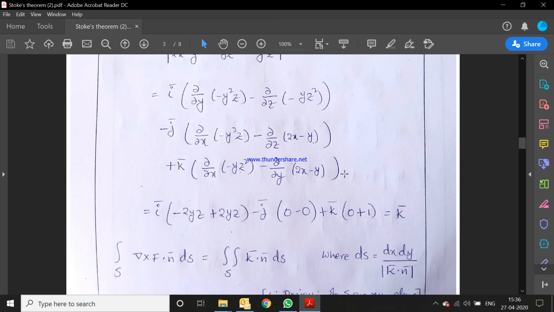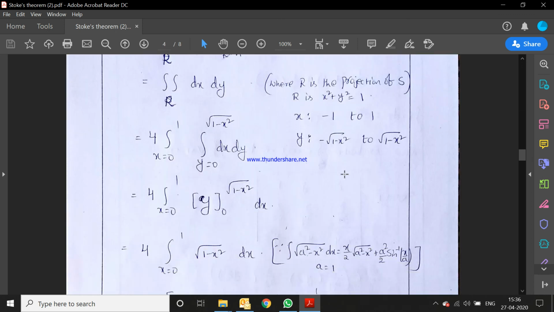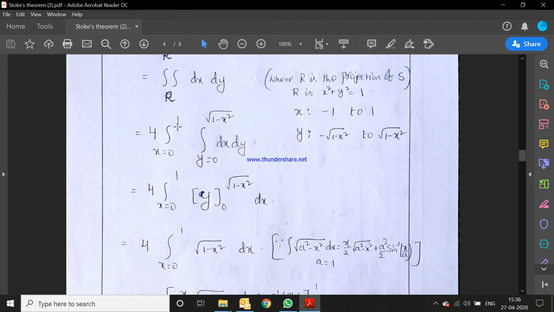Also, we have another possibility to write the limits from 0 by multiplying with 4. Here the x limits are minus 1 to 1, so you can multiply with 2 and change to 0. Here also y goes from minus under root of 1 minus x square to under root of 1 minus x square, so you can change the limits to 0 by multiplying with 2. So 2 into 2, 4. Directly you can write 4 into integral x from 0 to 1, integral y from 0 to under root of 1 minus x square dx dy. So 4 into integral x from 0 to 1, integral of dy is y, with limits 0 to under root of 1 minus x square, dx.